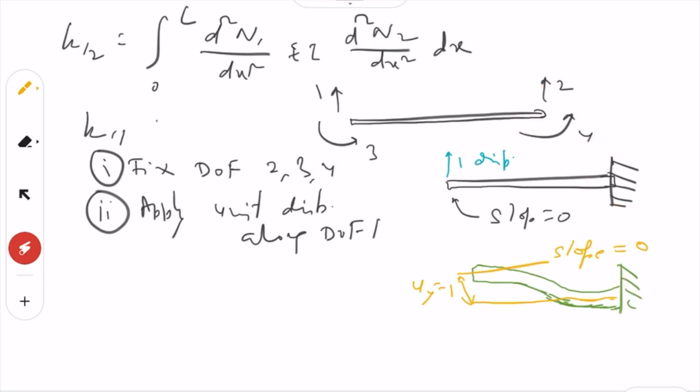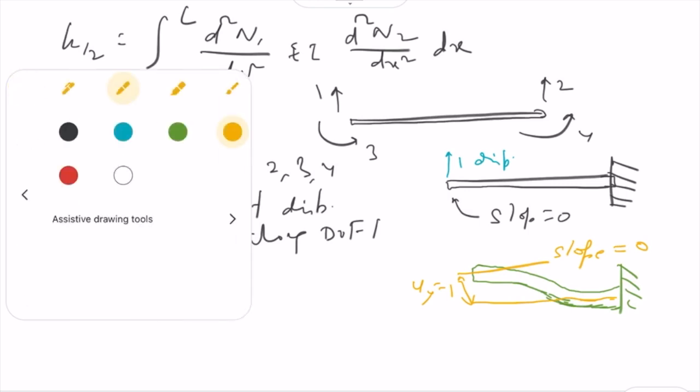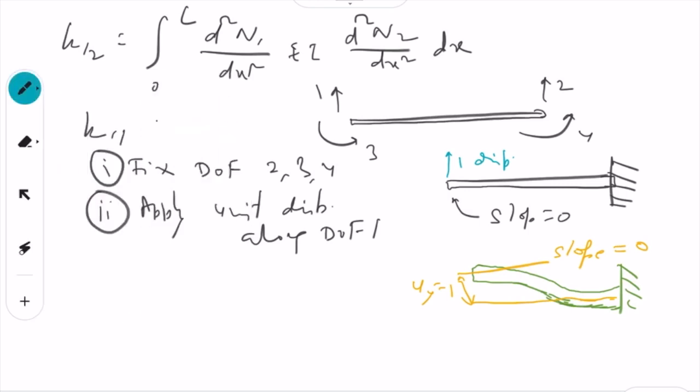If that is the case, then K11 is the force that you need upward to get this displacement. So this is the basic definition of the stiffness, right? Based on that, we can also find out the other values.